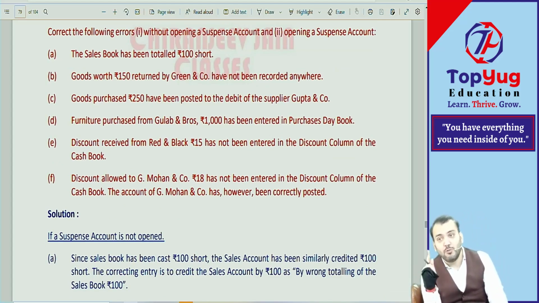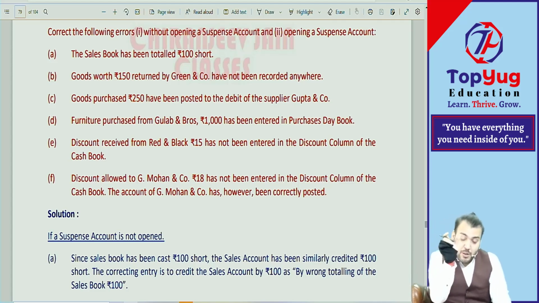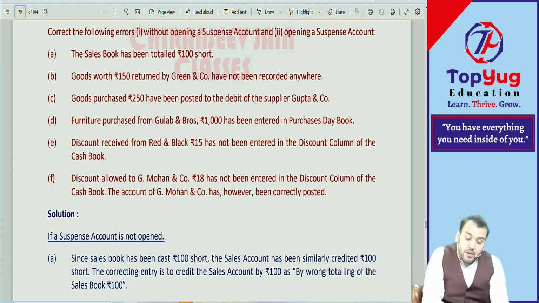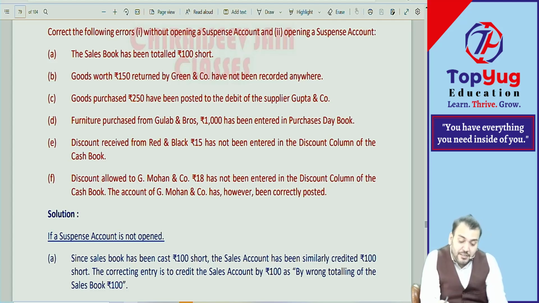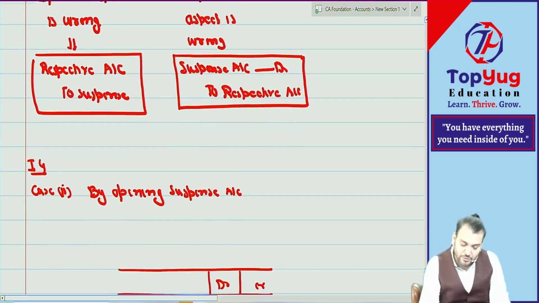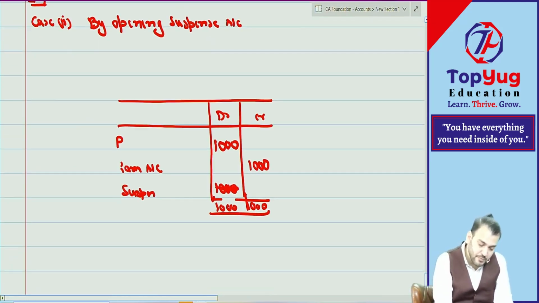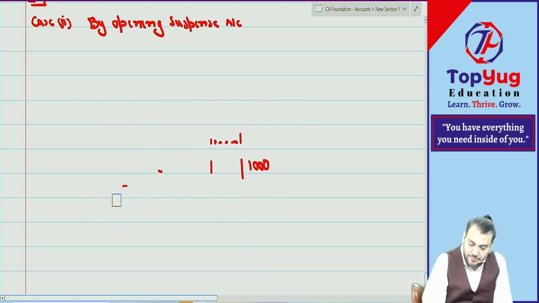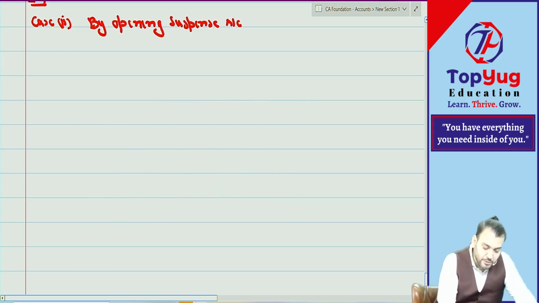Now the sales book has been over-totaled by 100. Whenever totaling mistake it will be always one sided. You can say the total of sales book is credited to sales account. Means sales account is credited how much? 100. Means sales account should be increased, they are credited by 100. Which account will be debited? Suspense account. Have you understood this point? Correct? Write down. First rectification journal entry is what? Suspense account debit to sales account. So point number 1.